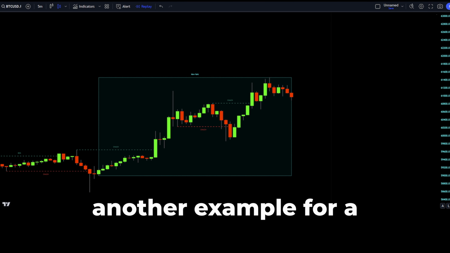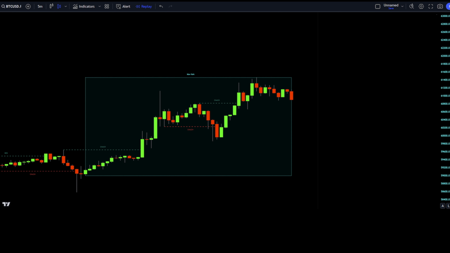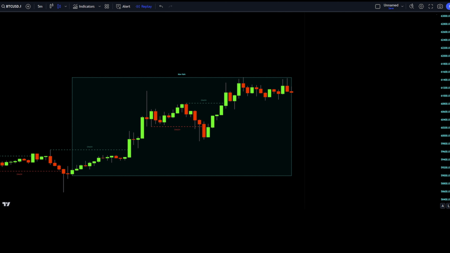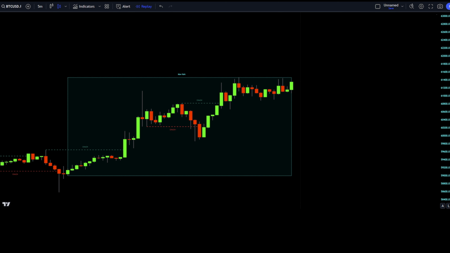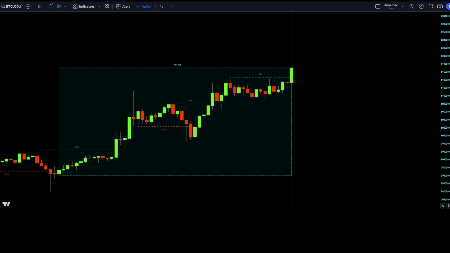Now let me give you another example for a valid long entry signal. First off, our trading action happens during the New York session. What we're looking for next is simple. Two green labels in a row showing us the market's moving up. It doesn't matter if it's a bullish chock, a bullish chock plus, or a bullish break of structure signal. As long as we see those two green labels without a break in between, we're good to go.